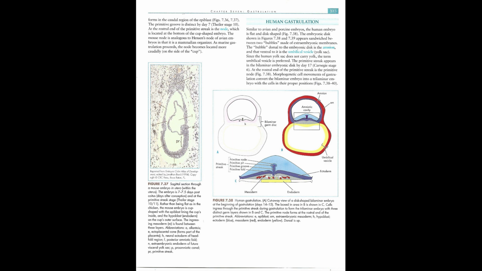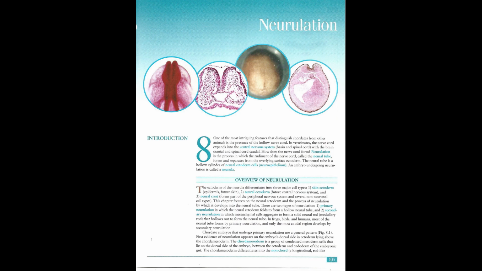Fig 7.38 to 40. One of the most intriguing features that distinguish chordates from other animals is the presence of the hollow nerve cord. In vertebrates, the nerve cord expands into the central nervous system, brain and spinal cord, with the brain cranial and spinal cord caudal. How does the nerve cord form?